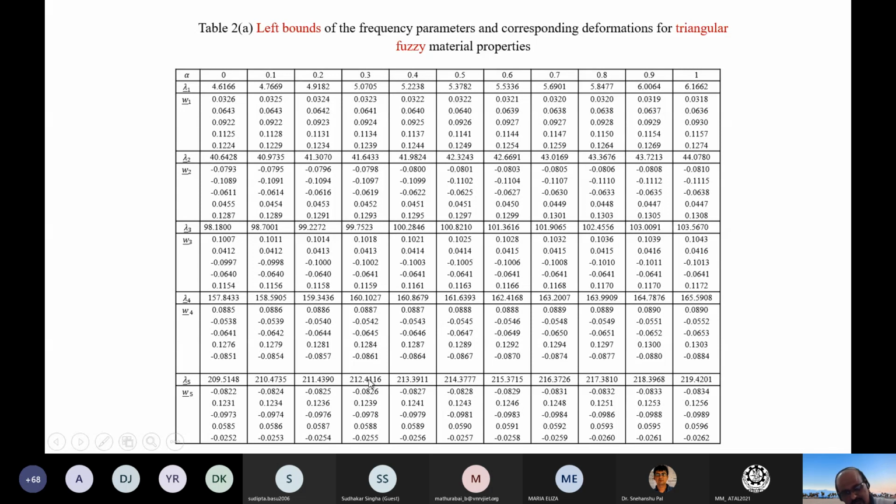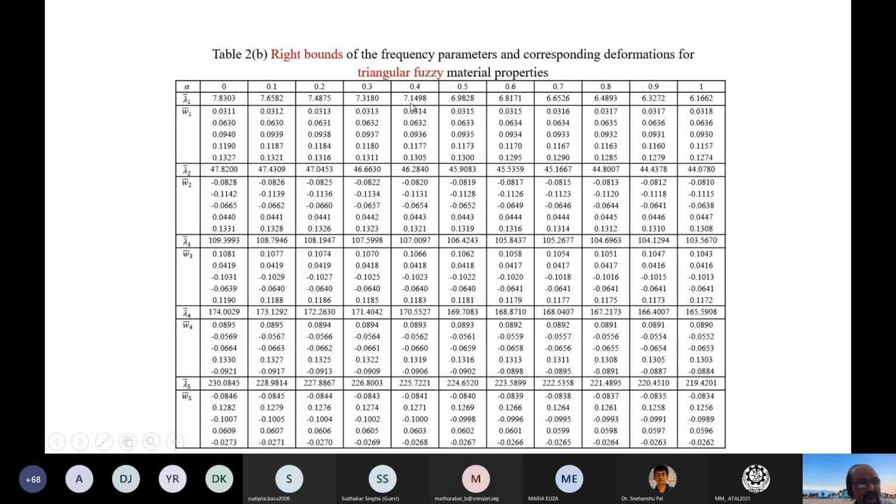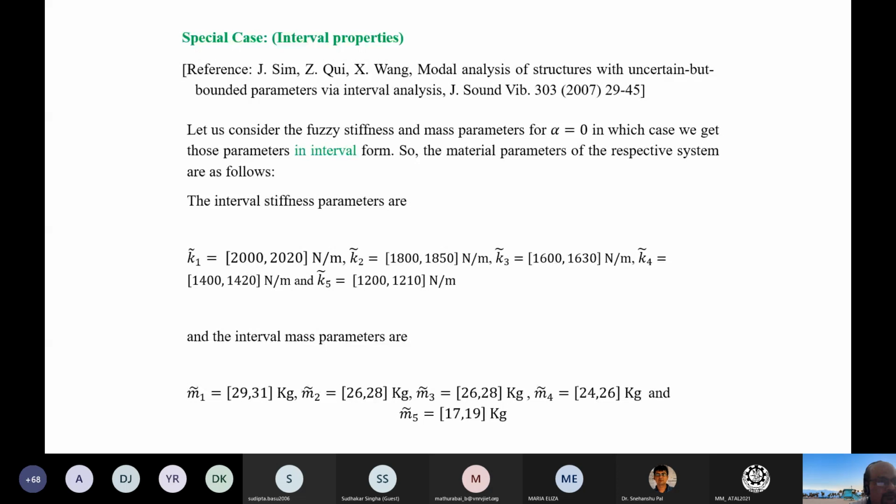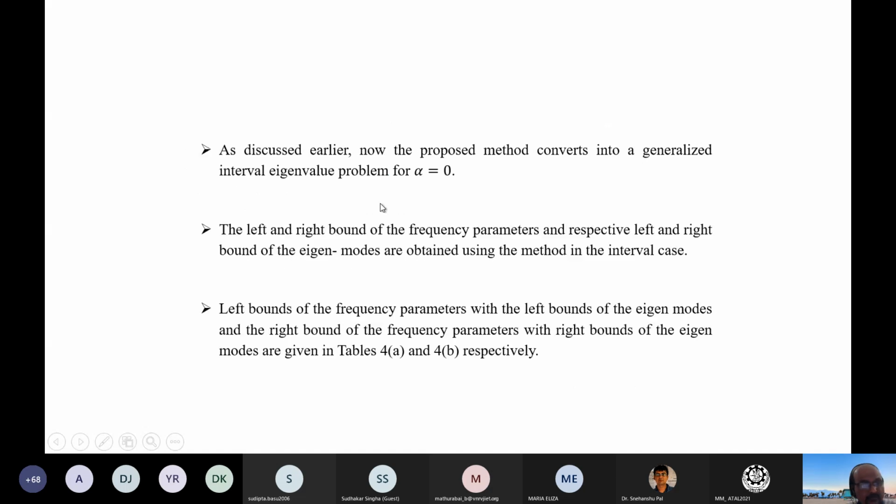All these you can get, and then the right bounds are in this table 2b. Here are the upper values of lambda 1, lambda 2 up to lambda 5 and the corresponding eigenvectors. If you combine these two tables, you will have the interval solution of all those eigenvalues and eigenvectors. Those are actually frequencies and mode shapes, for those from the civil engineering department. Okay. Actually, in a special case we also compared in interval terms. For interval stiffness, taking all these from that paper, we have compared this.